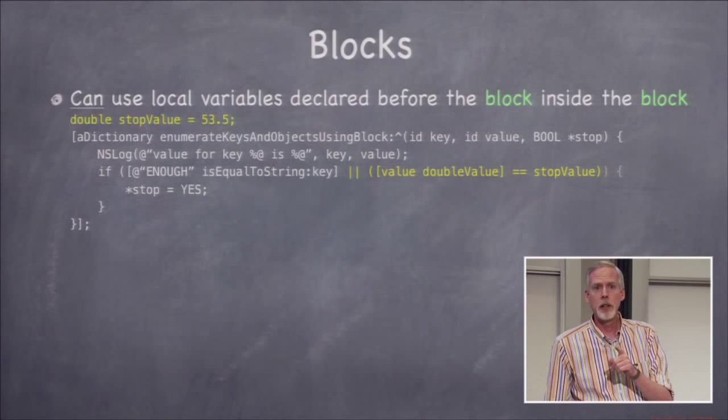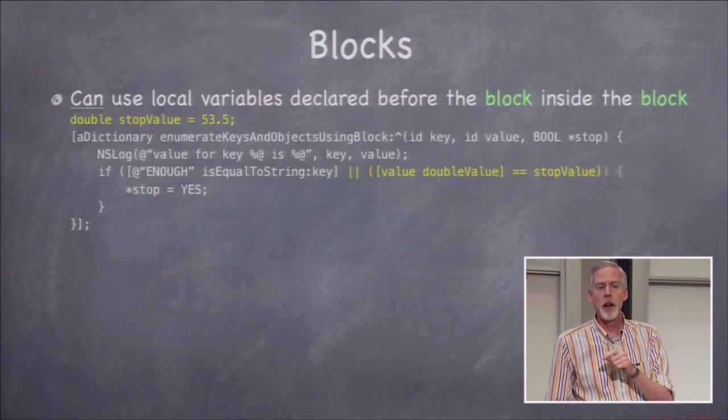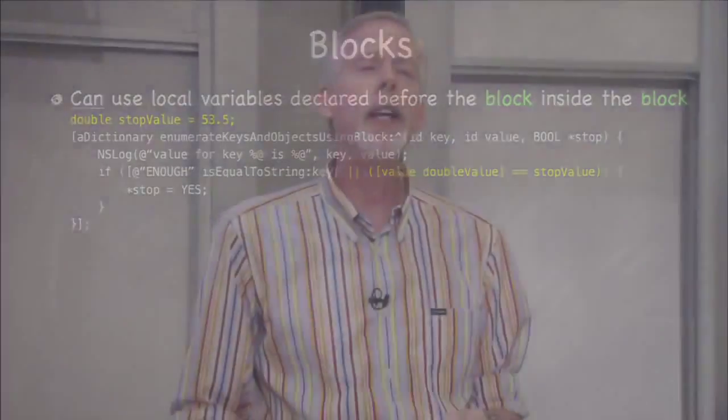However, a question? Oh, is this statically scoped for using things outside? Yeah, it is the local, whatever scope the dictionary enumerate keys and objects call is in, that's the scope in which the variables can be used, which is pretty much the local stack, right? The stack from your thing.